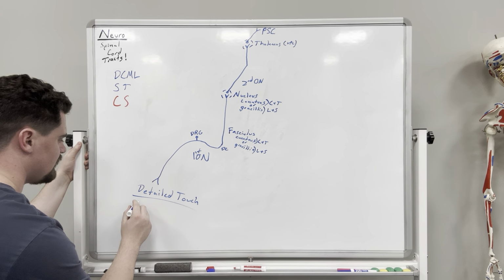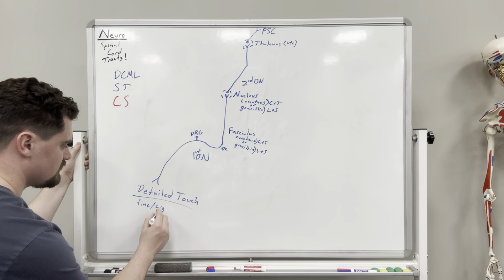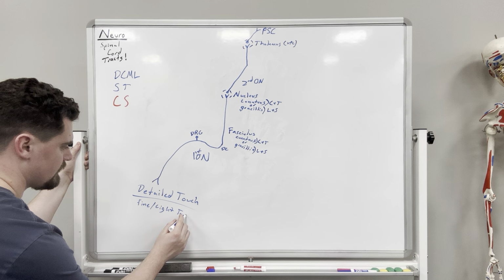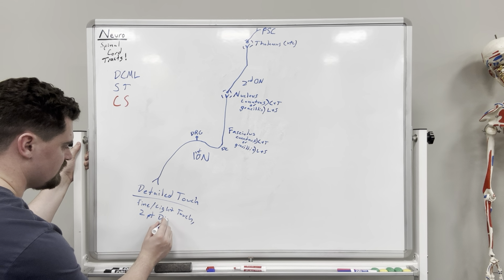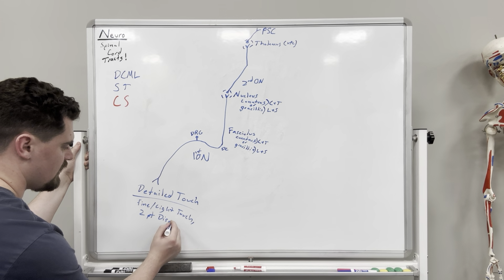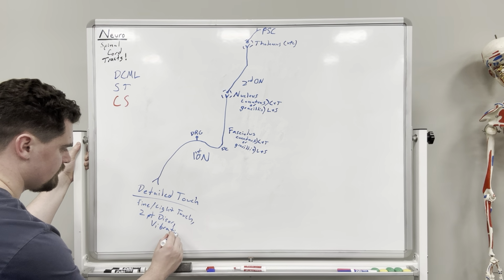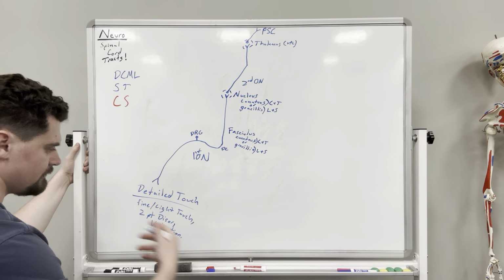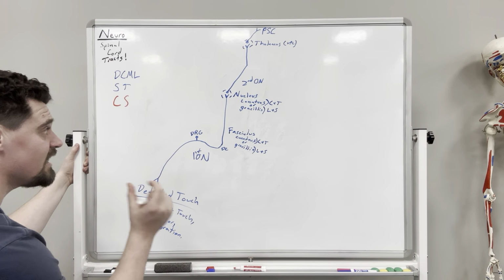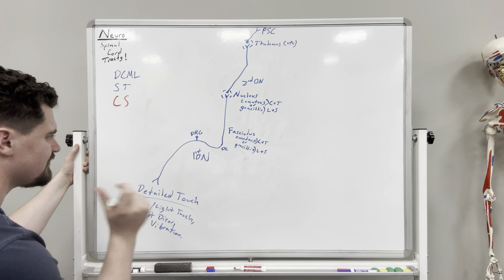So that's going to be fine/light touch. That's going to be 2-point discrimination, and then also vibration, and then just pressure in general. So detailed touch. When you see DCML, you should think detailed touch.